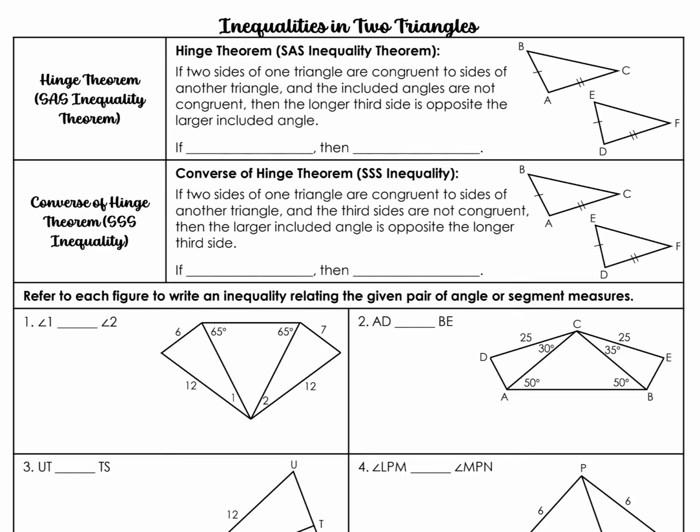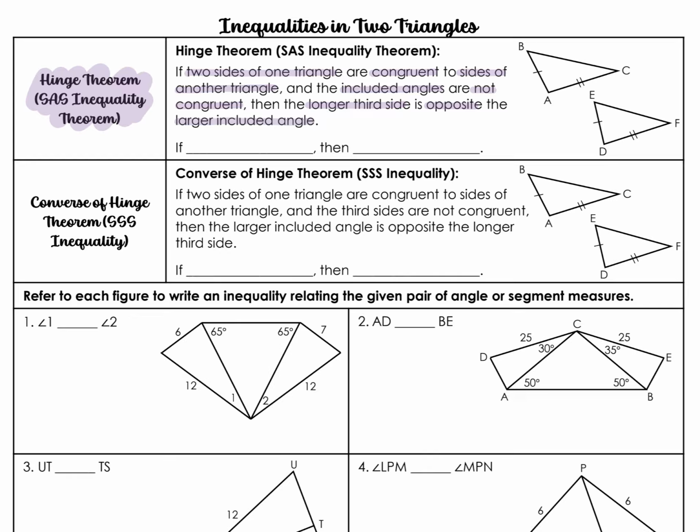In this video, we're going to go over inequalities in two triangles. So we're going to start off with our hinge theorem, which is our side angle side inequality theorem. In this theorem, if two sides of a triangle are congruent to two sides of another triangle, and the included angles are not congruent, then the longer side is going to be opposite the larger included angle.